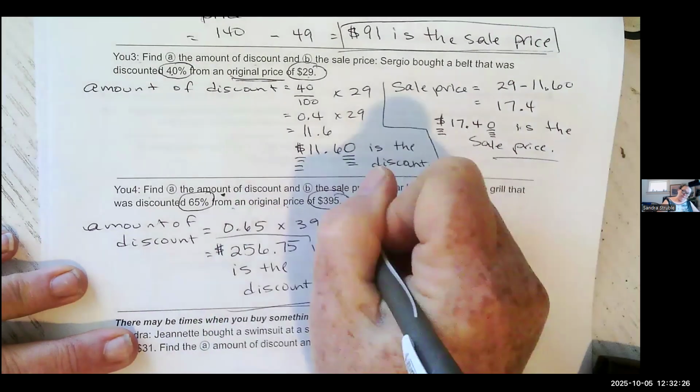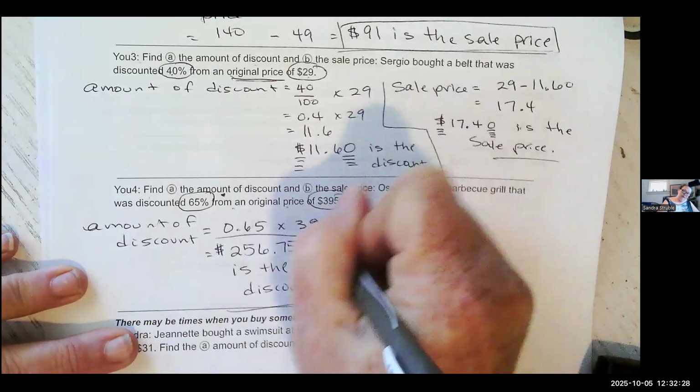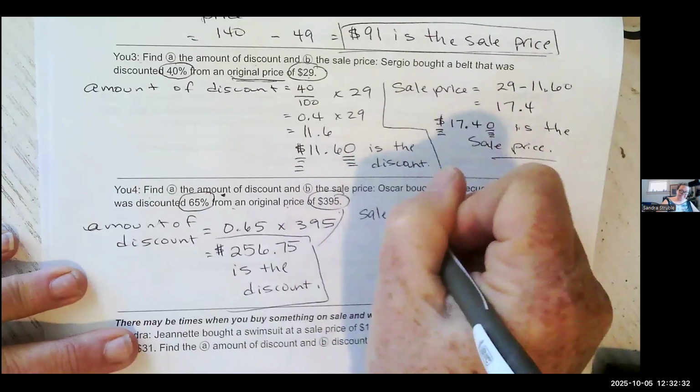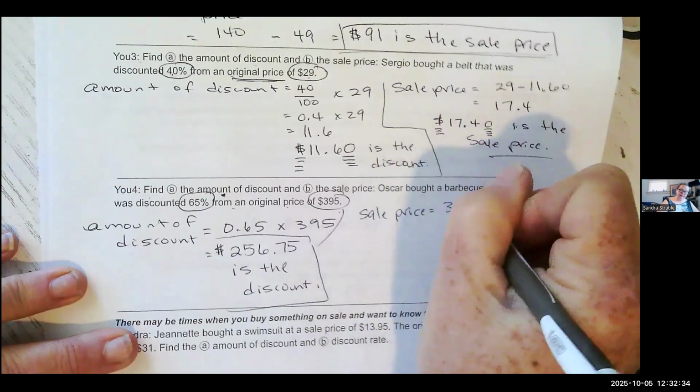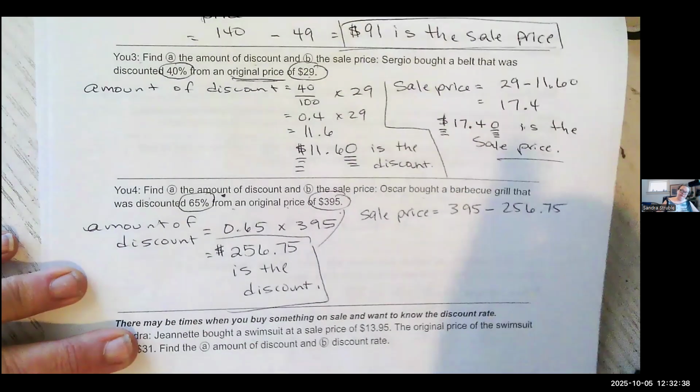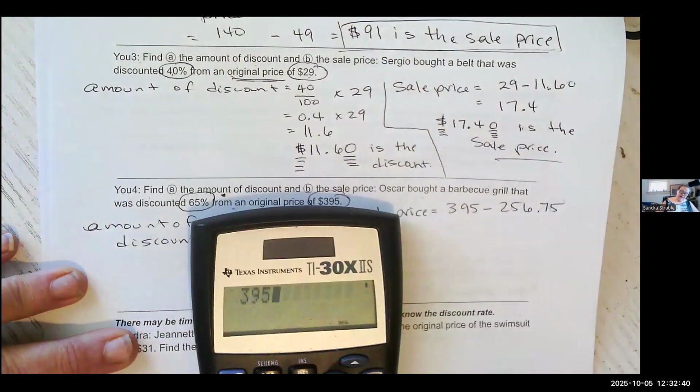All right, for B, we want the sale price. The sale price is just the original price minus the discount. It's going to be a great deal. So $395 minus $256.75.